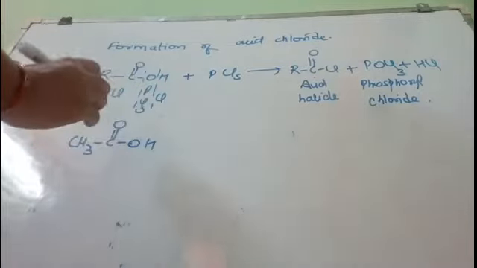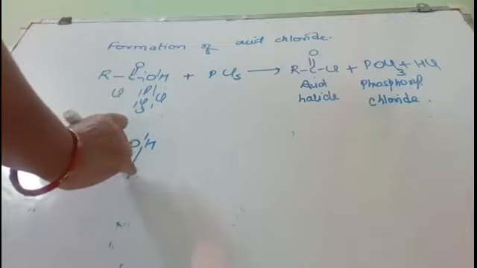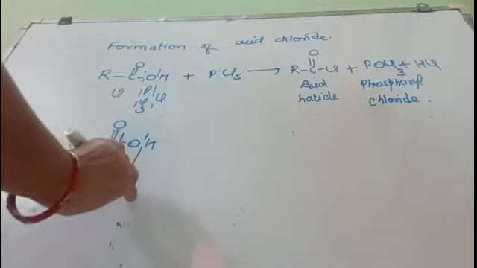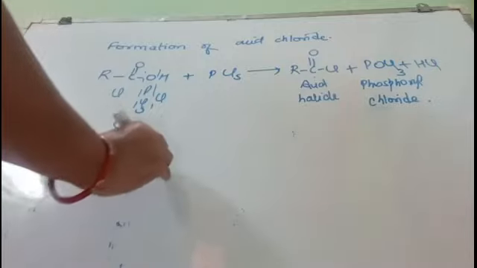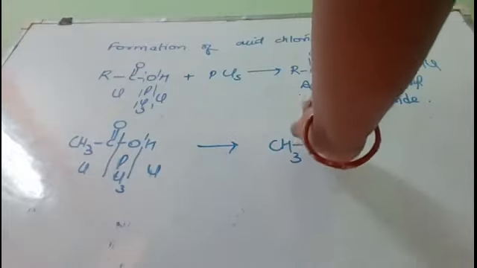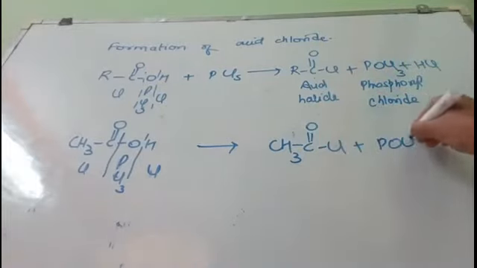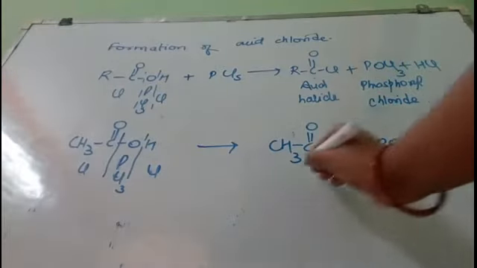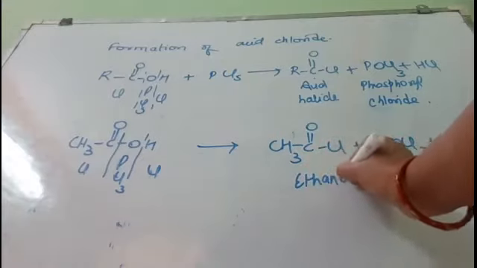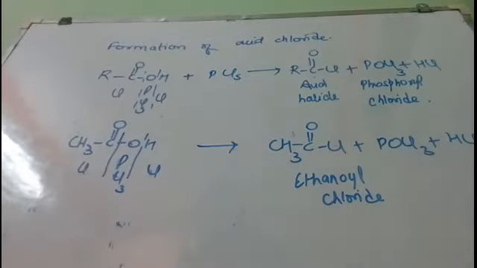ethanoic acid, you treat it with PCl5, so PCl3, here one Cl, here one Cl, so you will get here ethanoyl chloride, phosphoryl chloride and HCl. So with the help of phosphorus pentachloride we can prepare acid halide.